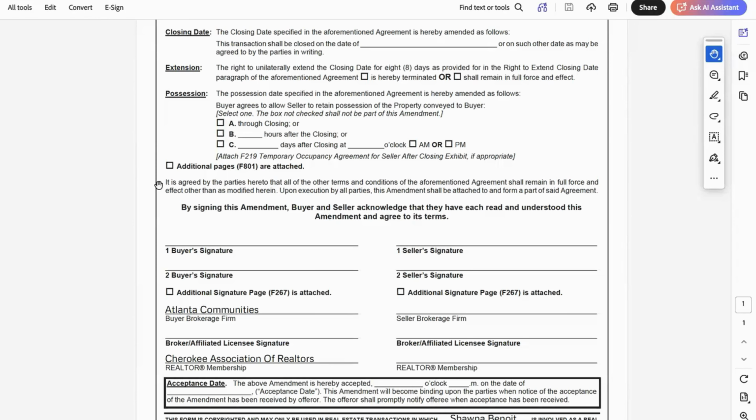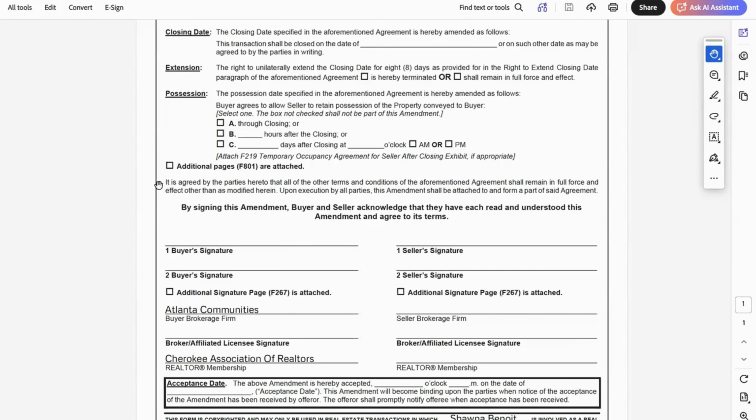All other terms remain in full force and effect. This means only the closing date and or possession date change. Everything else in the contract stays the same. The purchase price, contingencies, financing terms, repair deadlines, etc.